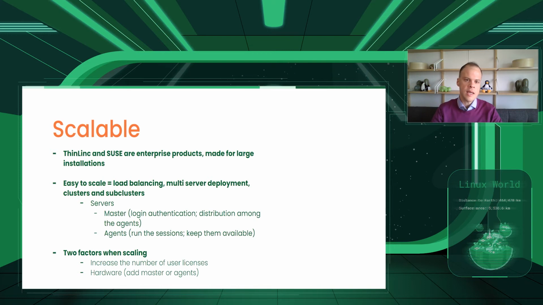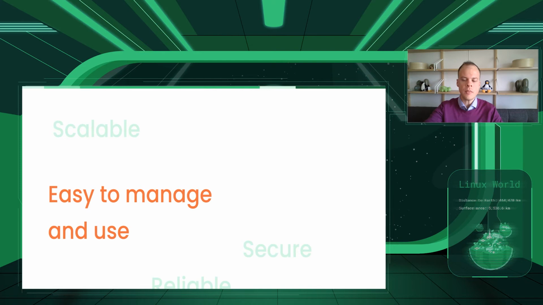When thinking about scaling a ThingLink SUSE setup, it's about increasing the number of user licenses for ThingLink, that I can explain better. It's just adding new licenses. And also, it needs to scale the hardware. So, in case it's required more capacity from hardware, it's about adding more master servers or agents, for instance. Okay, now let's talk about why it's easy to manage and use. That is the next keyword.